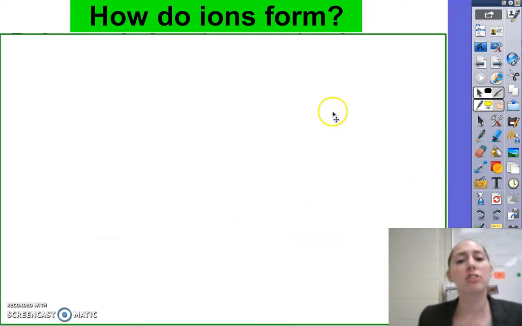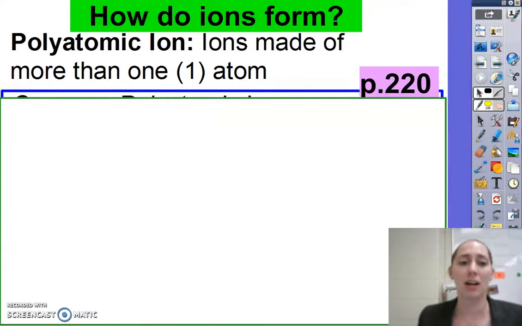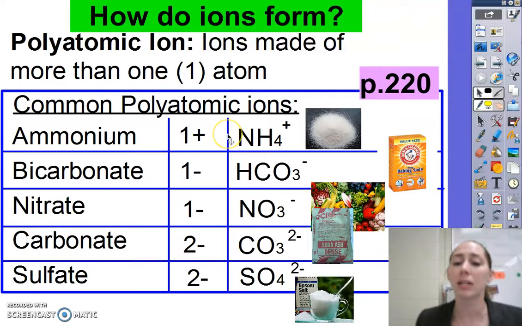Now I keep saying they're generally formed by metals and nonmetals, but ions can also be formed by a thing called polyatomic ions. Poly meaning many, atomic meaning atom. So these are ions formed from more than one atom. They happen because of polar covalent bonds, but we'll look at that closer in the next video notes. If you look on page 220 of your textbook, you'll see a chart of common polyatomic ions. I want to talk about 5 of them.